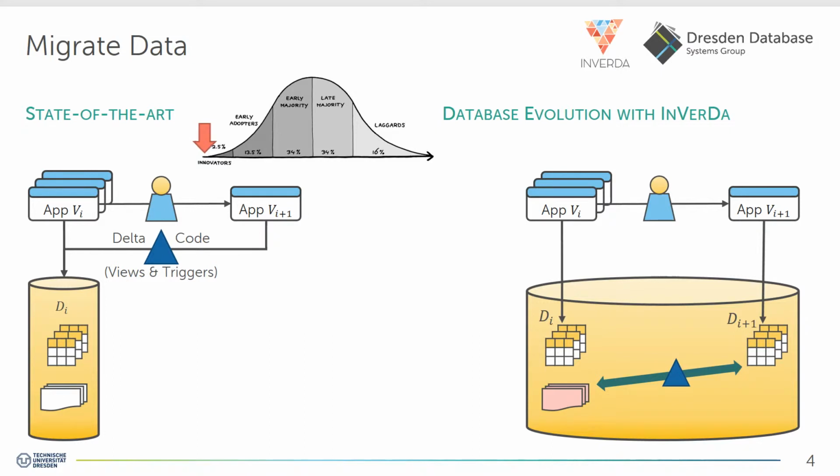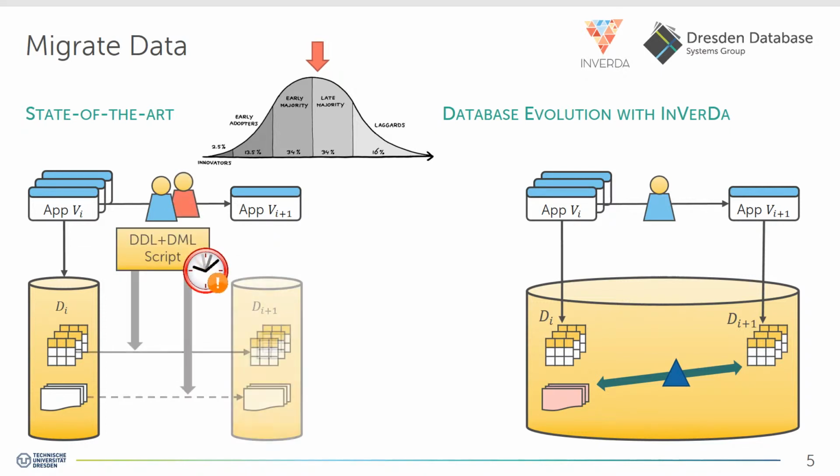As time goes on, the majority of the users might decide to use the new version of the application, so we also want to physically migrate the database according to this new schema version. Traditionally, the developer will sit down with the database administrator to write an SQL evolution script that evolves the schema, that physically migrates the data, and most importantly, keeps all the data consistent, which is a very error-prone and expensive task in practice.